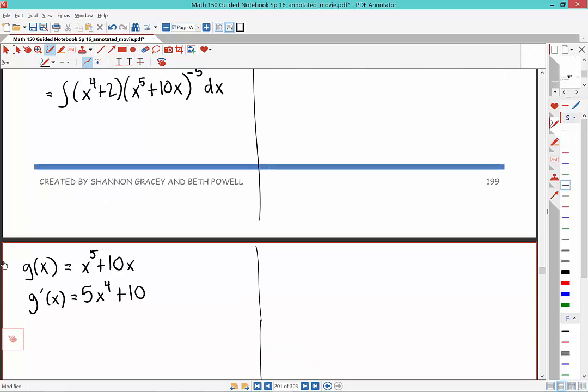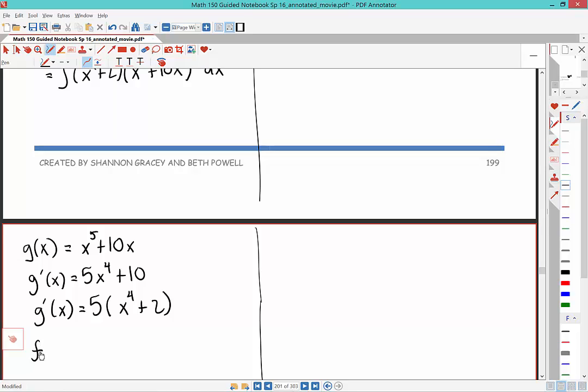Now, remember, we want it to be kind of like that x to the 4th plus 2 over there. We need to get it in terms of that. So isn't g prime of x, if you factored out a 5, 5 times quantity x to the 4th plus 2? Okay, so far?